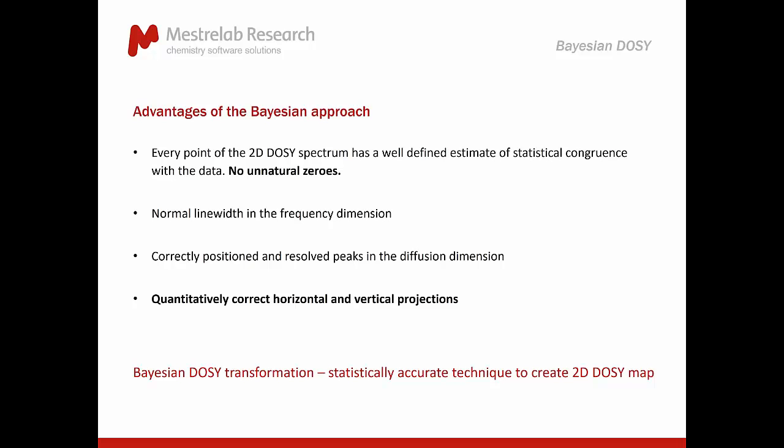Because we process every column of the arrayed experiment, we also can see that the normal line width is present in the frequency domain. We don't do any transformation in the frequency domain. Peaks are positioned correctly and resolved in the diffusion dimension. That's a consequence, again, of doing the probability analysis for every point. One of the interesting consequences is that if we take a projection, it is quantitatively right. So you can see a more or less correct spectrum by doing the projection along the horizontal axis. So the Bayesian transformation is really a statistically accurate technique.